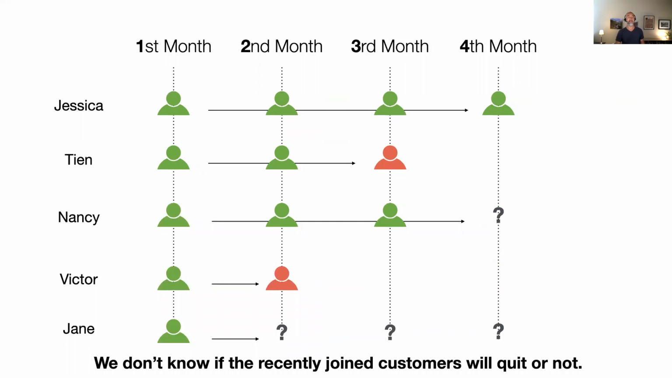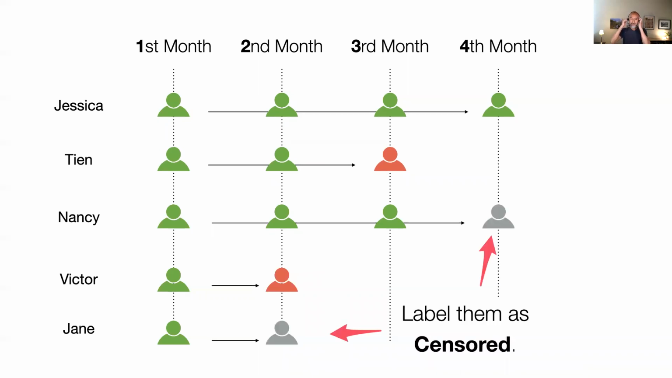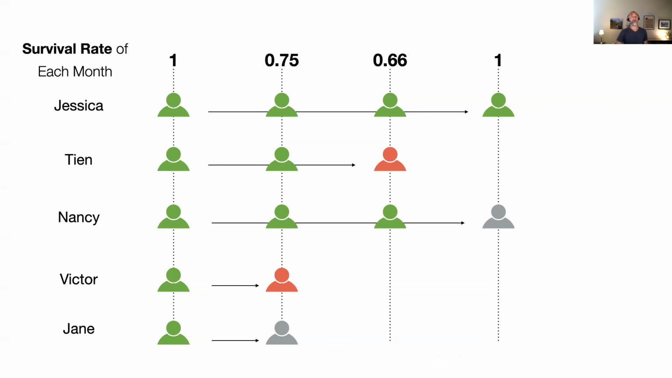The same thing for Jane. Jane just converted recently, so we don't know the second month, third month, or 4th month, whether she's going to be surviving, retaining, or churning. We don't know. So how are we going to calculate our survival rate of each month? Well, we label them as something called censor. This is a special term in survival analysis. But what it means is we pretend they don't exist in this particular period. So to calculate the survival rate, we just ignore them.